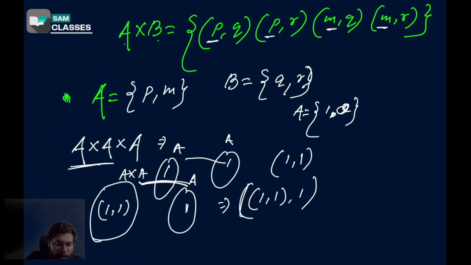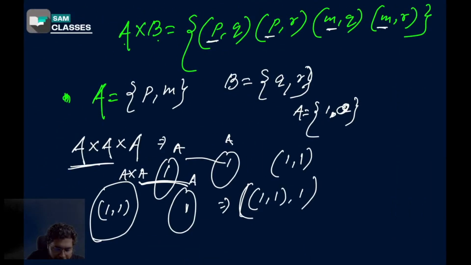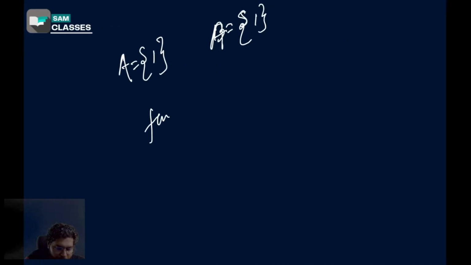Now, we talked about A cross B. Now we'll talk about A cross A. So let's see how we do that. Clear? So let's take a page. I've given you A is equal to {1}, B is equal to {1}. Then what do we have? Find A cross A. Let's see who can find it.